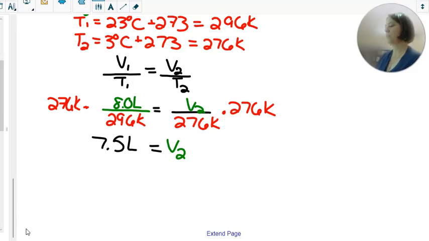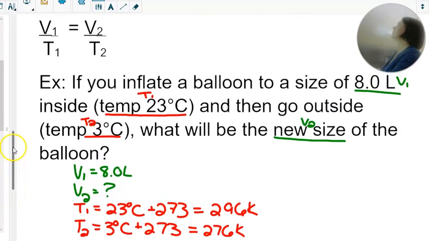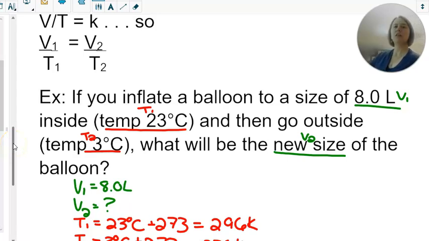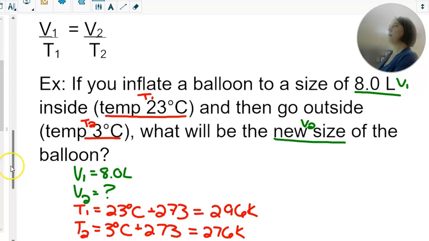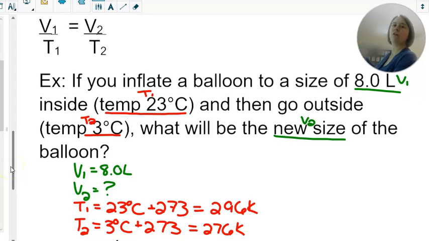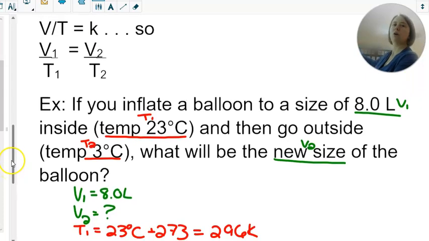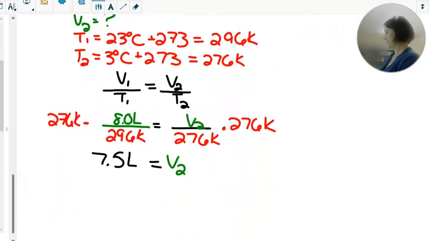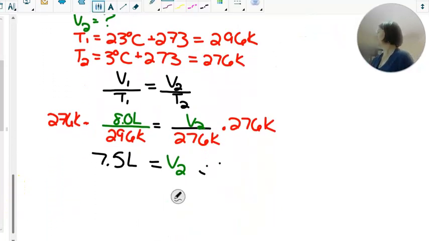And let's double check that that makes sense. So I went from 23 to 3, so I'm decreasing in temperature, and there's a direct relationship between volume and temperature. So if my temperature goes down, my volume should go down. Did my volume go down from 8 to 7.5? It did. Good job.